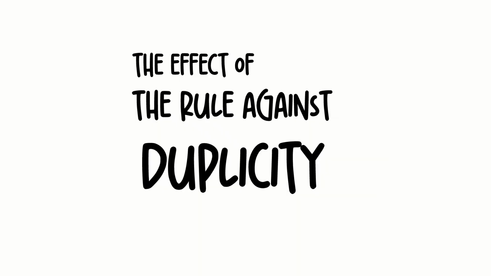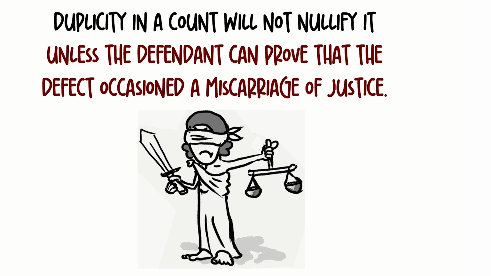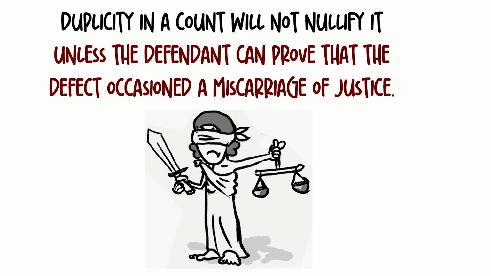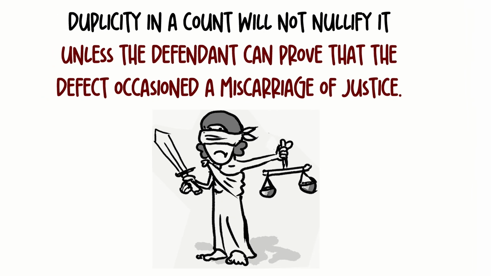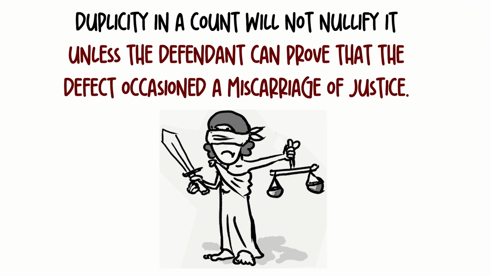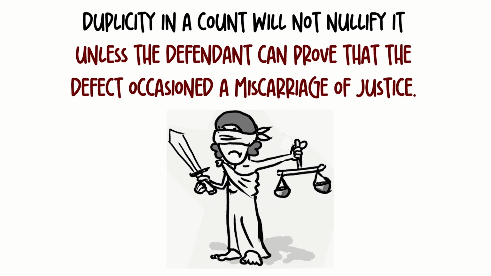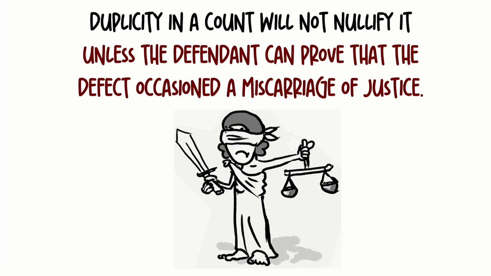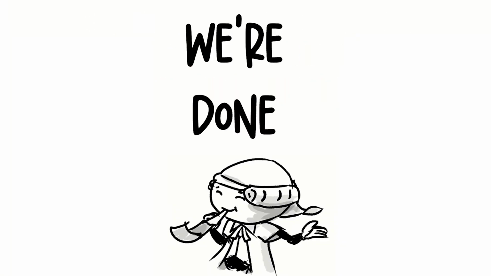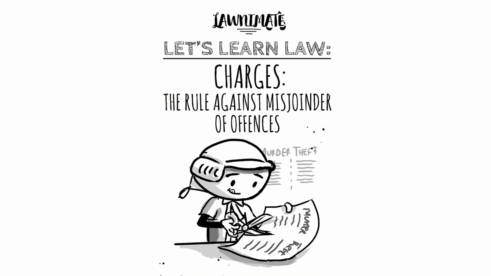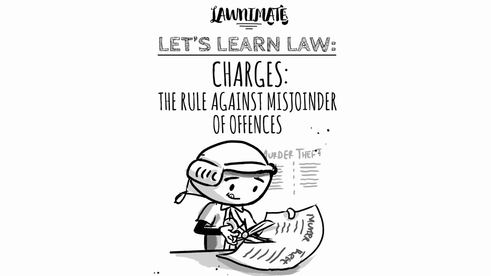Now that we've dealt with the exceptions, what is the effect of this rule? If a count is bad for duplicity, it does not necessarily invalidate the charge or trial unless the defendant can prove that it has occasioned a miscarriage of justice. If that is the case, then the charge can be nullified. And that is it for the rule against duplicity. The next rule we're going to talk about is the rule against misjoinder of offences.